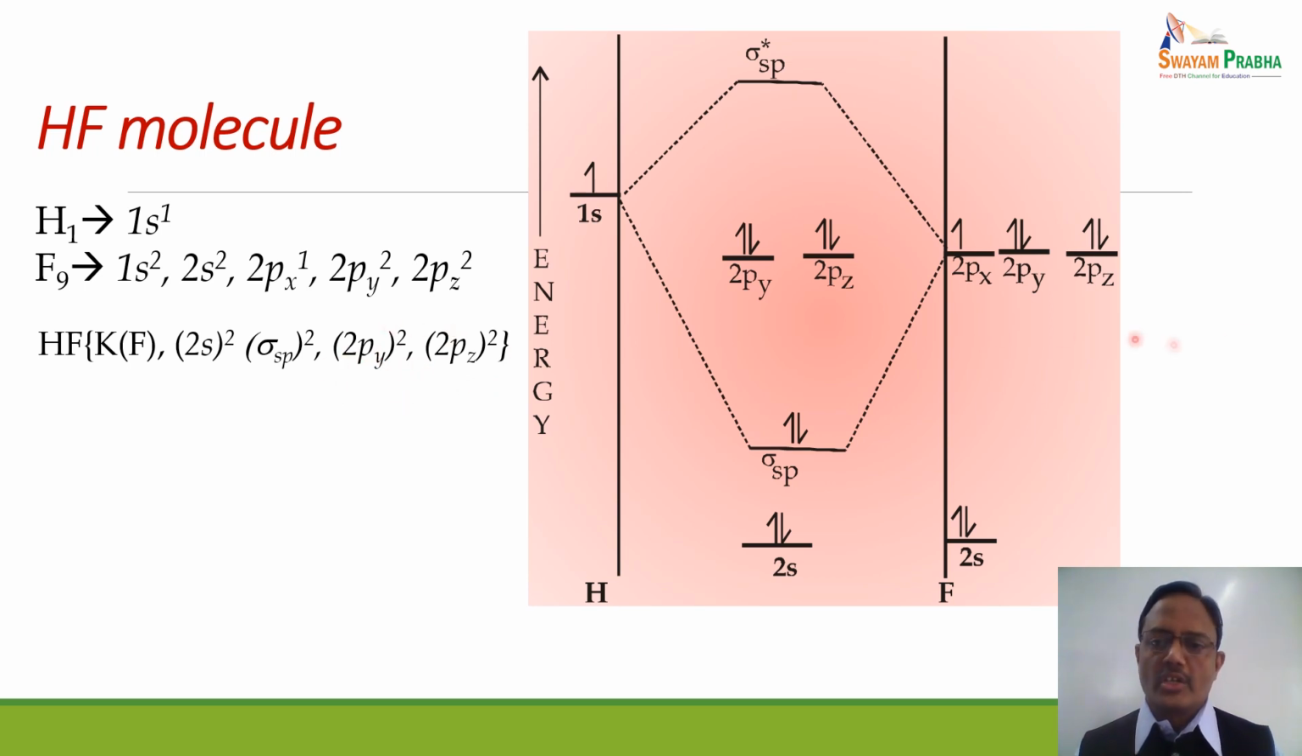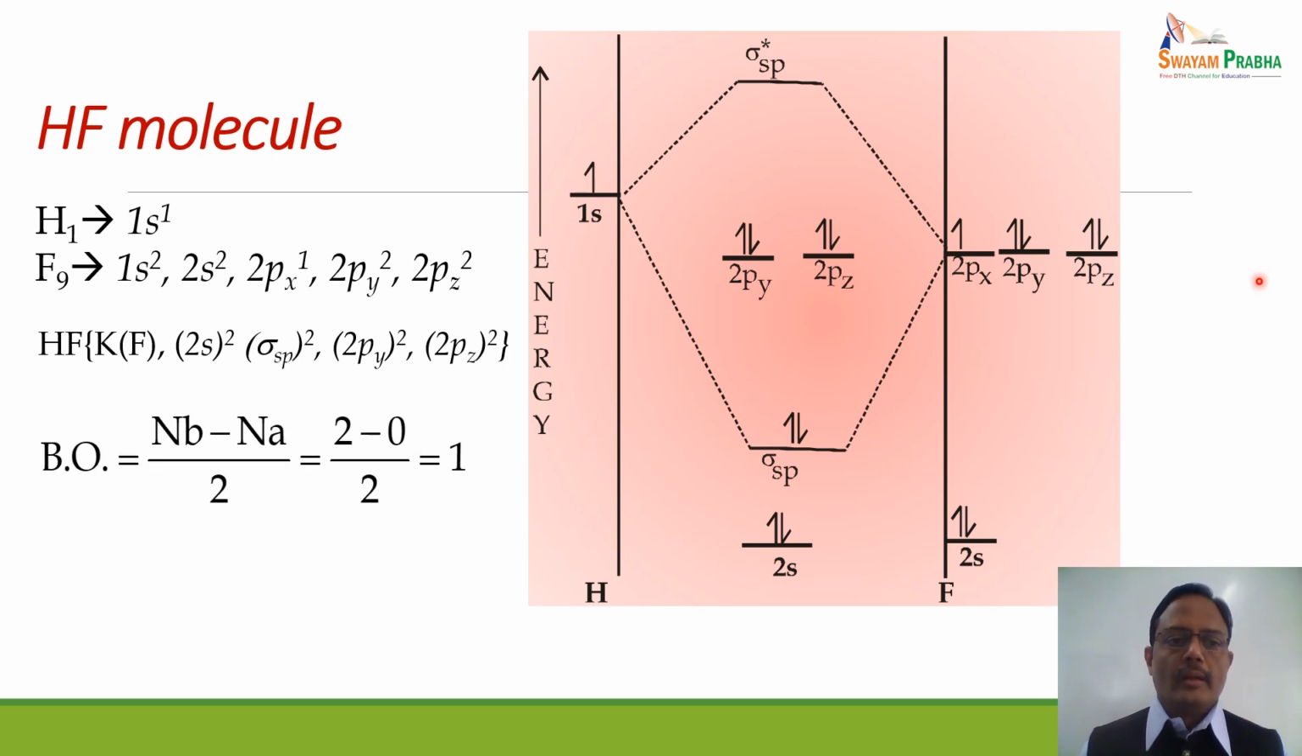These two have equal energies, and we can calculate the bond order as the number of electrons in bonding minus the number of electrons in anti-bonding, divided by 2. The number of electrons in bonding is only 2, and the number of electrons in anti-bonding is 0. So the bond order will be 2 minus 0 upon 2, which is equal to 1. It should be kept in mind that the non-bonding orbitals neither favor the bonding nor oppose the bonding, and so these electrons are not considered during calculation of the bond order.